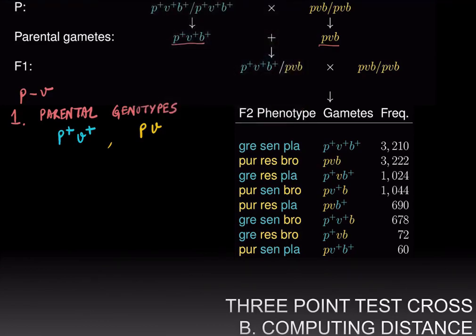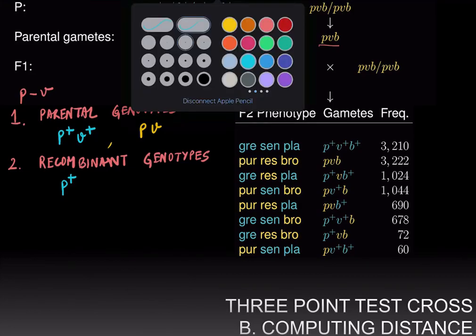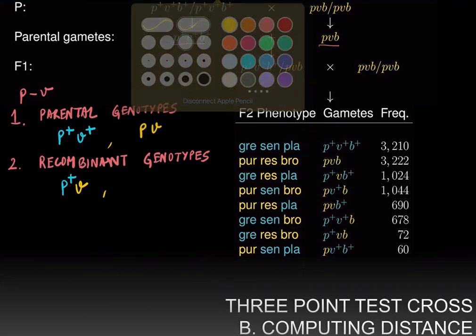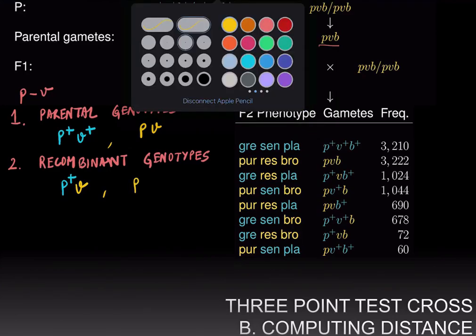The second step in solving a 3-point test cross is to write down the recombinant genotypes for this pair of genes. And that's easy once you know what the parental genotypes are. If the parental genotypes are P plus V plus and PV, then the recombinant genotypes must be P plus V or PV plus.